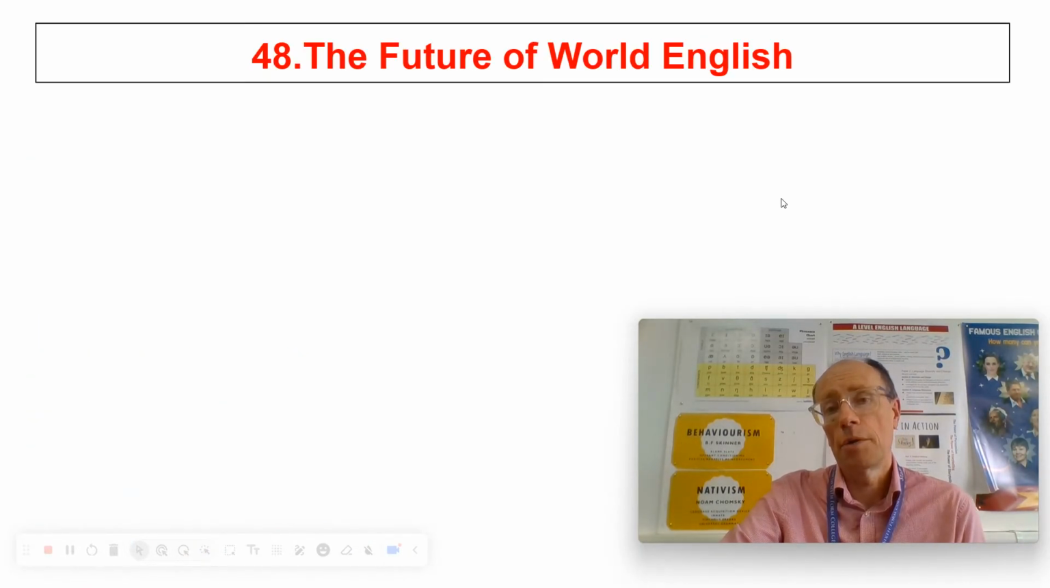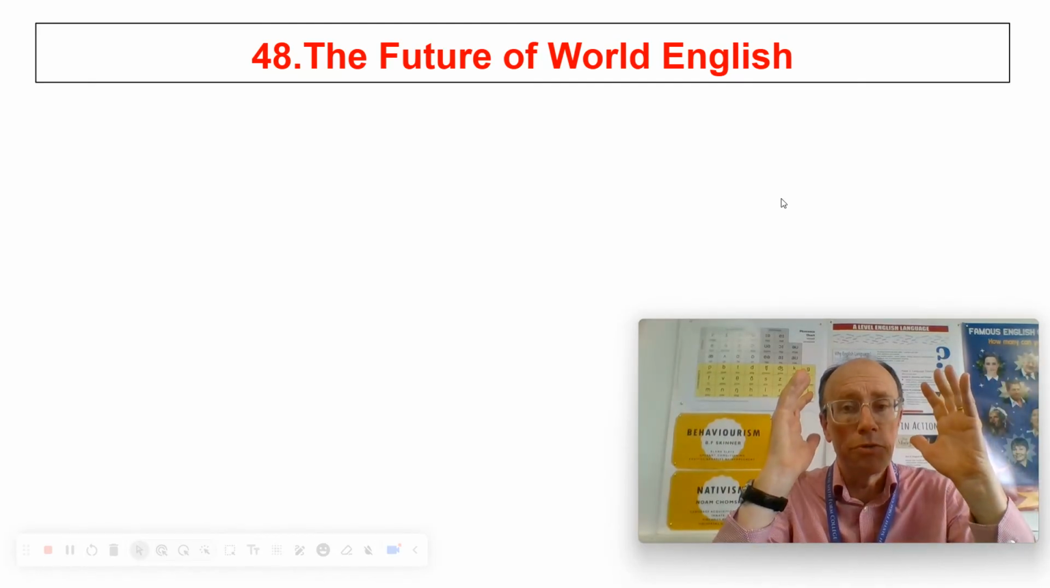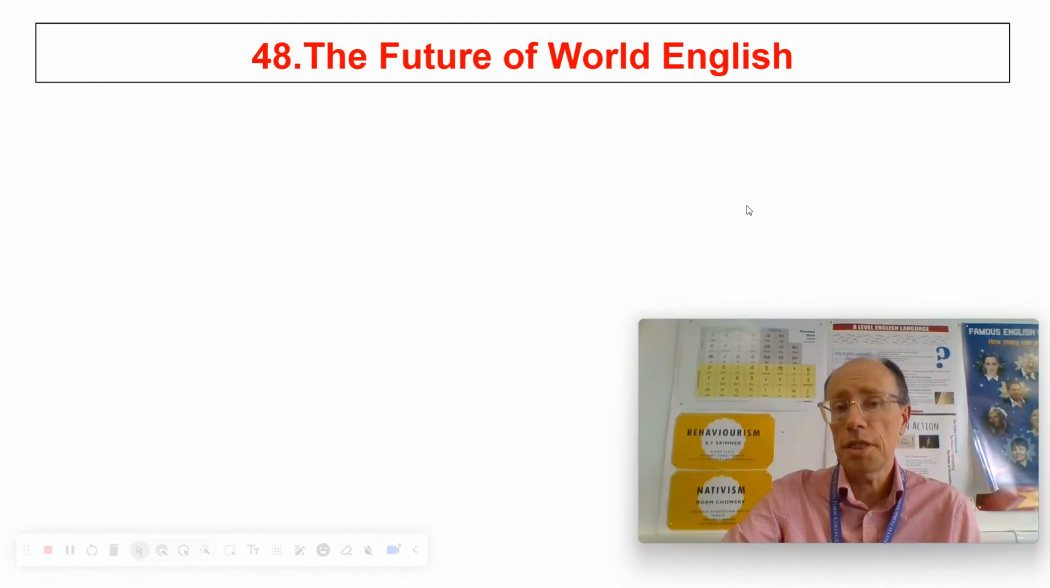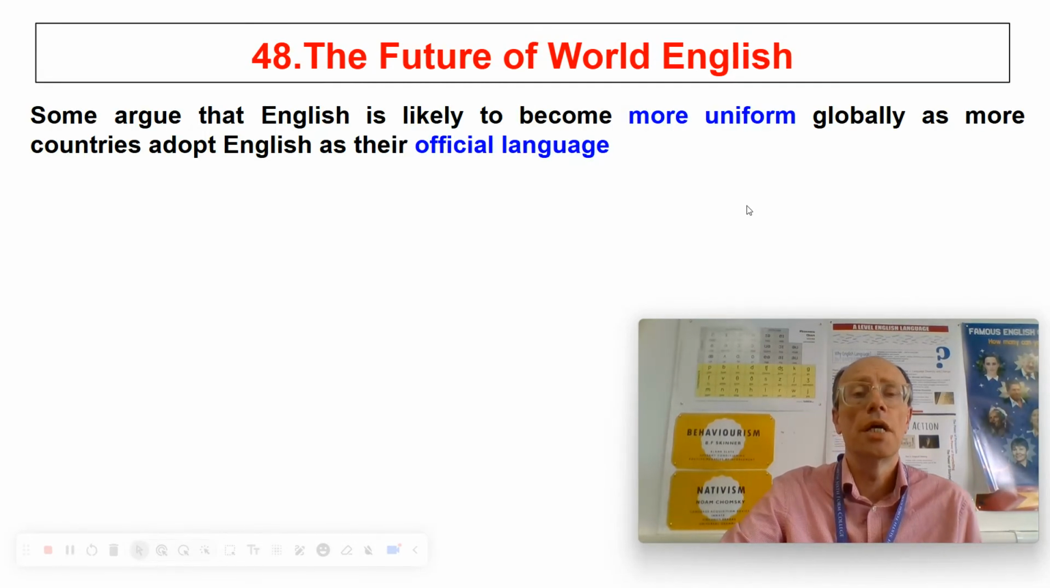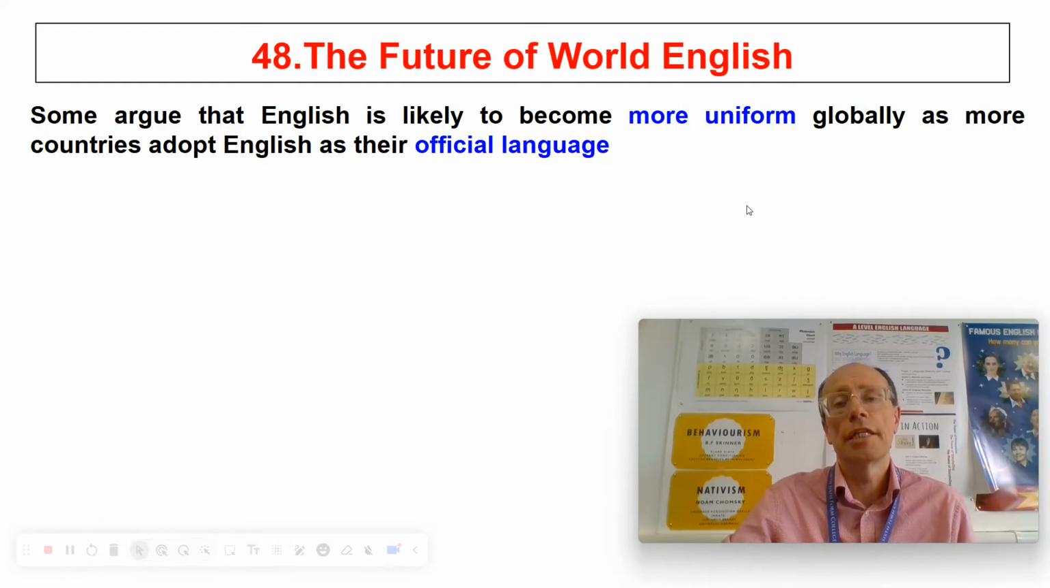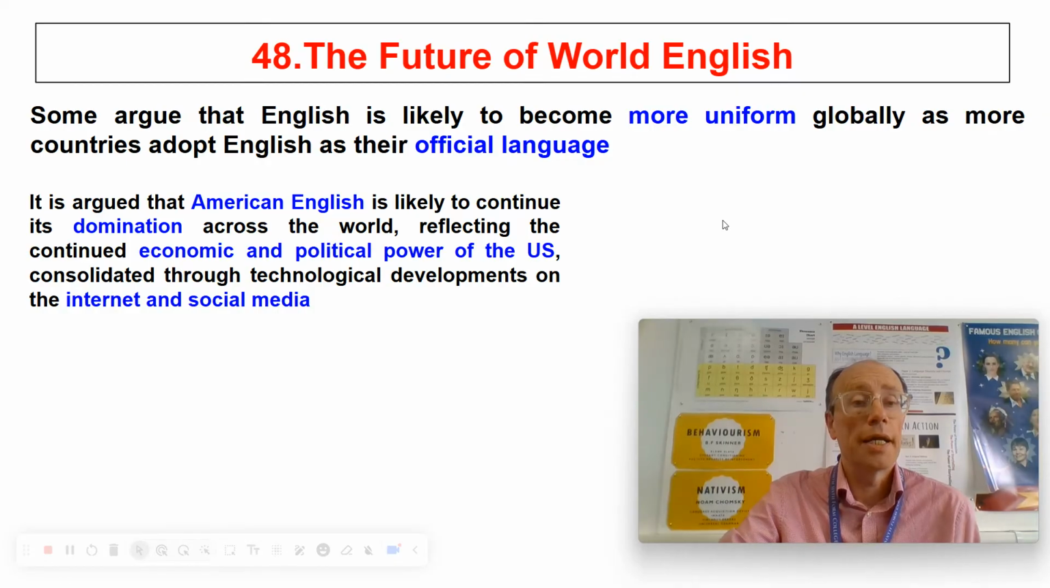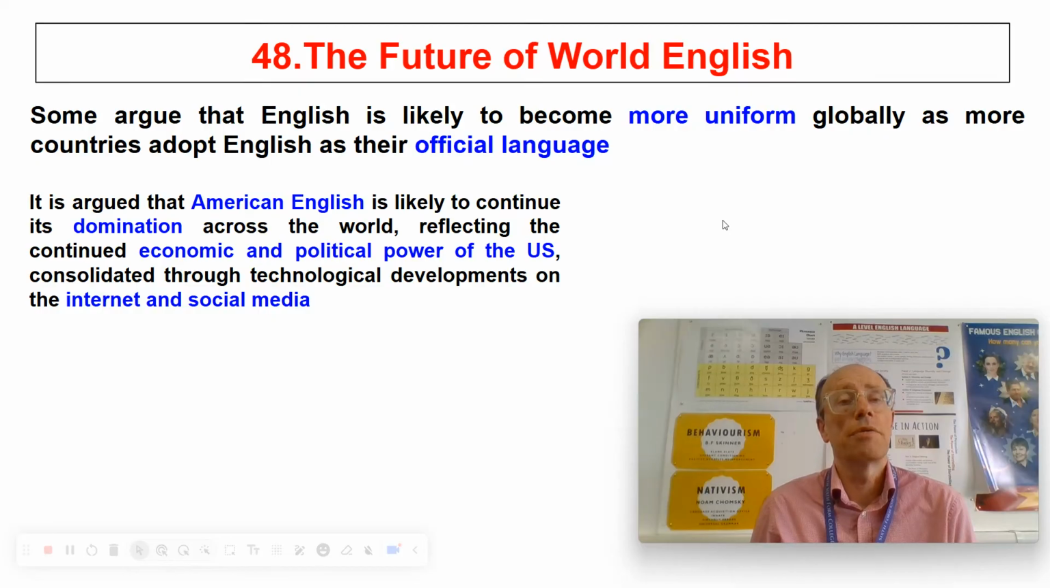Our final language change concept is about the future of world English. What's going to happen in 100 years' time, 1,000 years' time to world English? Some argue that English is likely to become more uniform, right? It's going to get more standardized globally as more and more countries adopt English as their official language. And if that's an English, it's likely to be American English. And they argue that American English is going to continue to dominate across the world. And it's just going to reflect that continued economic and political power of the US.